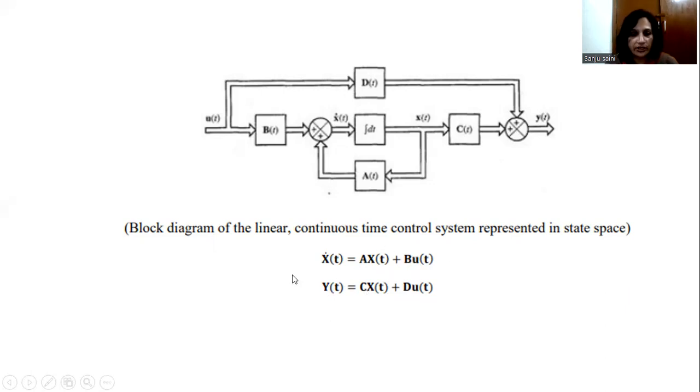So x dot(t) is equal to Ax(t) plus Bu(t). It is called the state equation. It tells us how the state of the system is changing with time. Then y(t) is equal to Cx(t) plus Du(t). It is the output equation. Both the state equation and the output equation together represent the state of the system at any time.